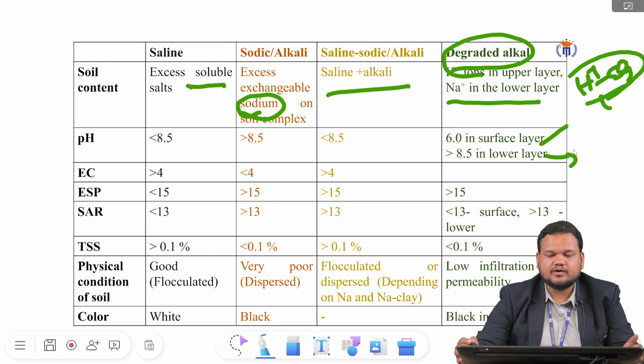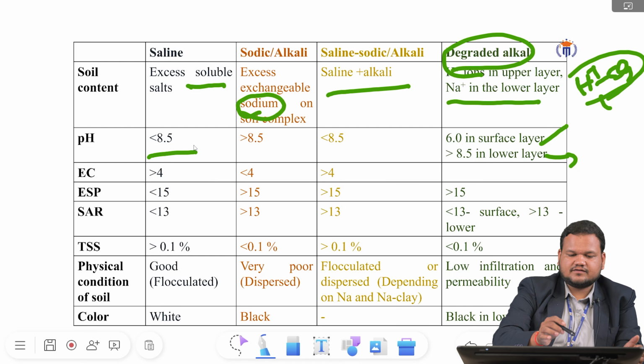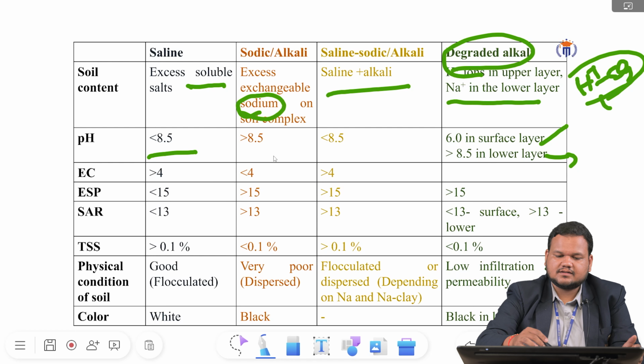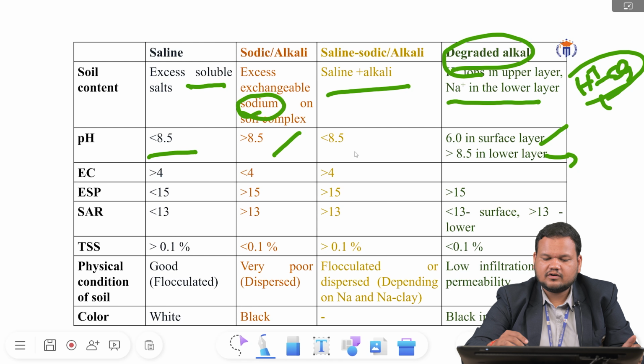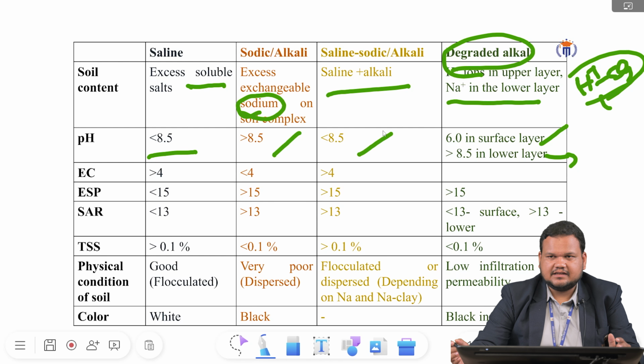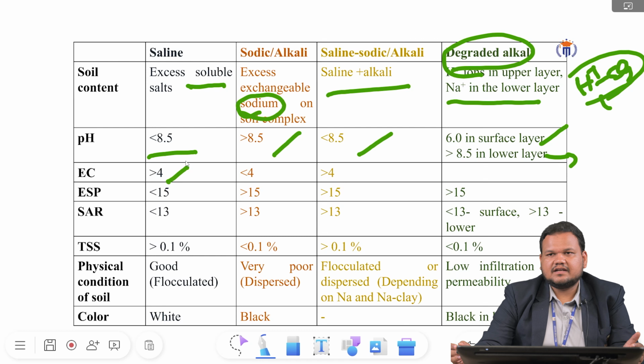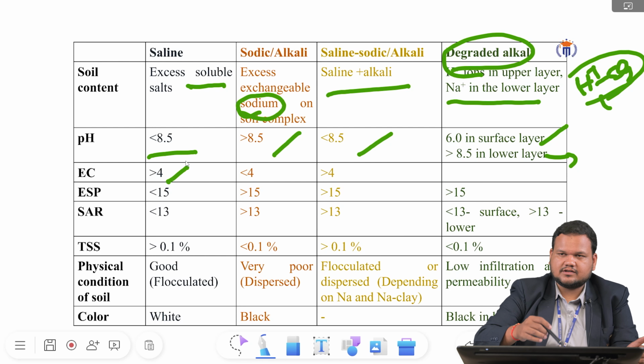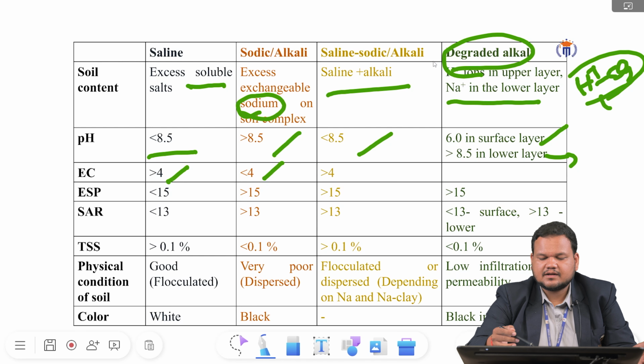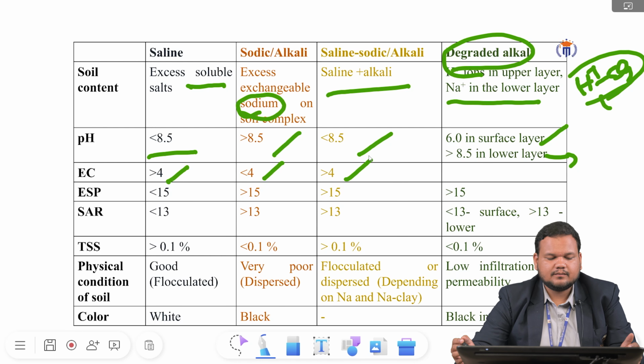Whereas in the case of saline, sodic and saline sodic soils, the pH of saline soil is less than 8.5, sodic soil is more than 8.5, and saline sodic soil is less than 8.5. And EC is electrical conductivity. More soluble salts are present within the saline soil, so the EC is more than 4. Whereas fewer soluble salts are present within the sodic soils, so the EC is less than 4. In saline sodic soils, more soluble salts are present, so the EC is more than 4. And ESP is your exchangeable sodium percentage. As sodium is very low in saline soils, the ESP is less than 15.